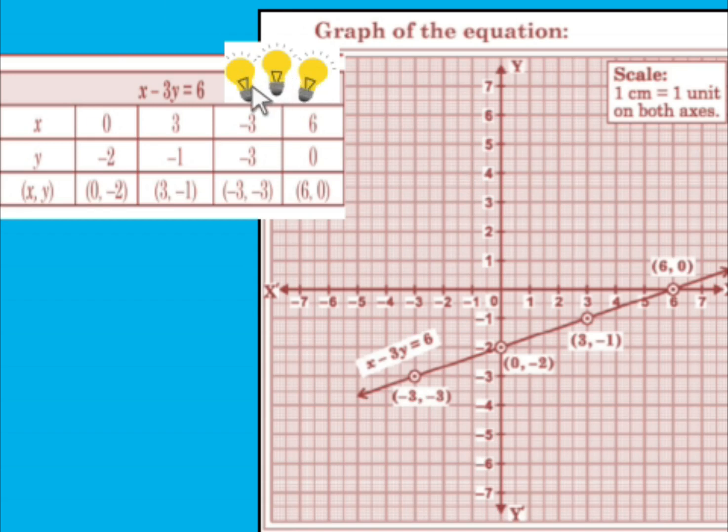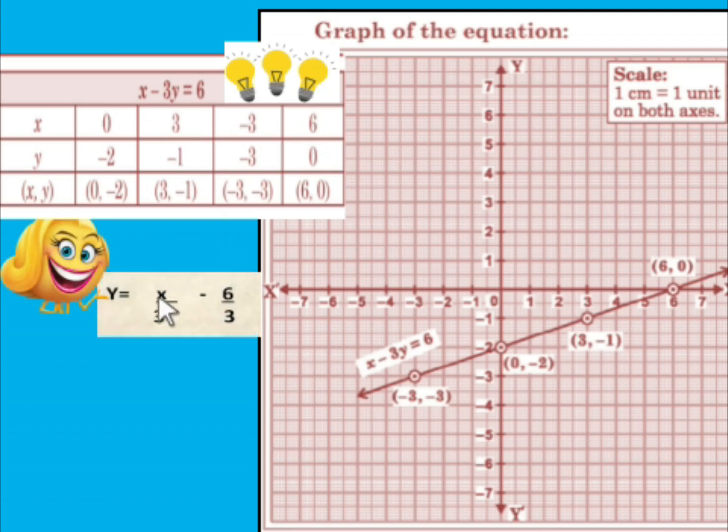You might have got this type of table here. The question is 0, 3, minus 3, 6. Why is this 3, minus 3, 6 put? Is there any reason? Yes, there is a reason. Put the equation in the form y = mx + c. You get x upon 3 minus 6 upon 3.